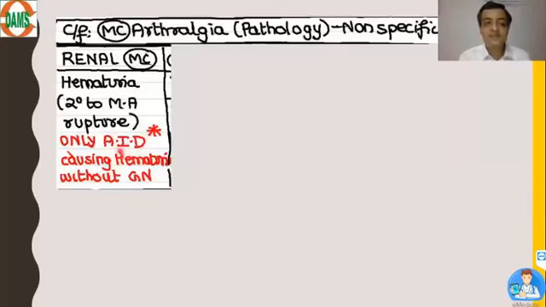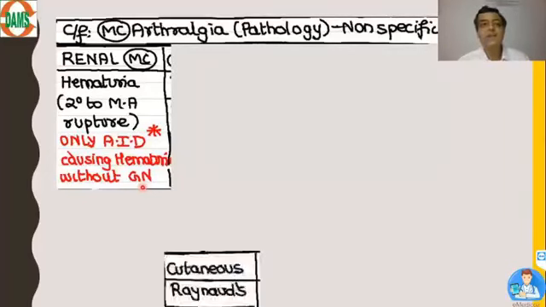What is important? It is the only autoimmune disease which causes hematuria without causing glomerulonephritis. SLE can cause nephritis, Sicca can cause nephritis. Hematuria can occur in lupus disease also, but there the mechanism of the symptom is different. So if a middle-aged patient has arthralgia with hematuria, you must suspect PAN.